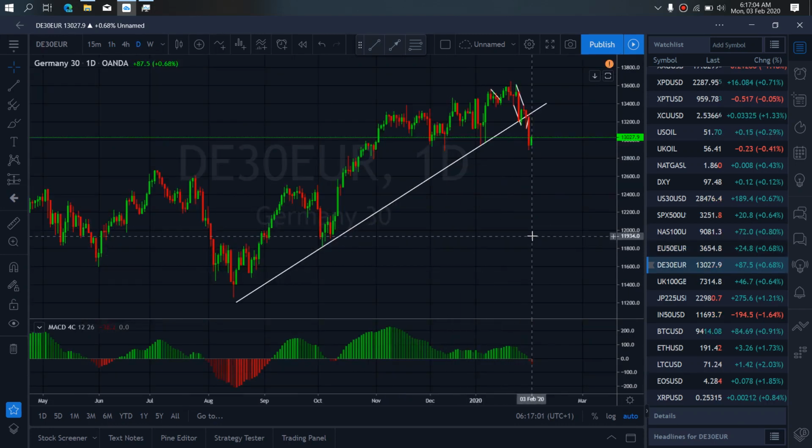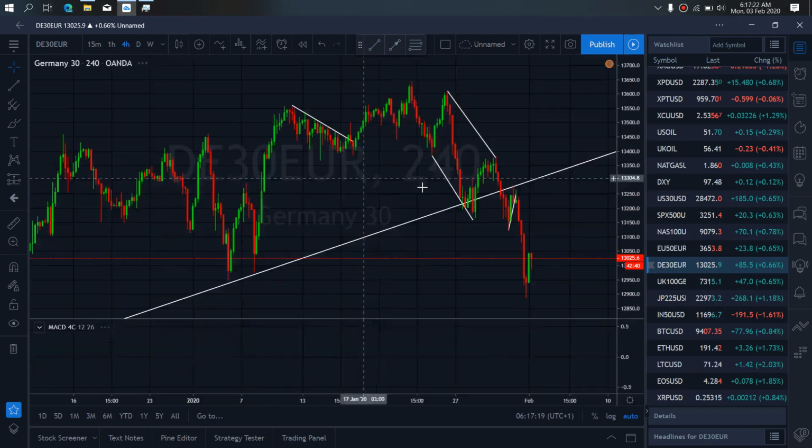On German 30 for this week, German 30 is presently in this aggressive drop right now. So we want to watch them correct this week and drop further to the downside. The sell setups. These are trades we want to watch out for this week on German 30 sell setups.